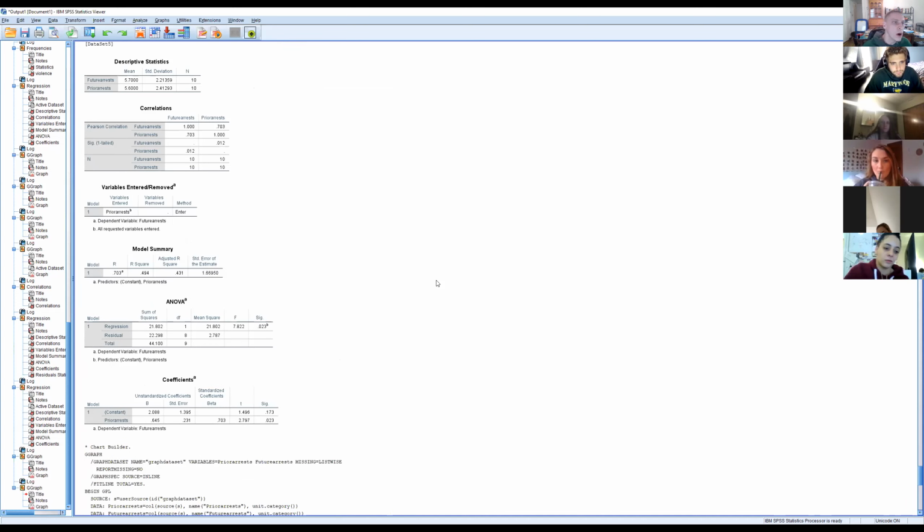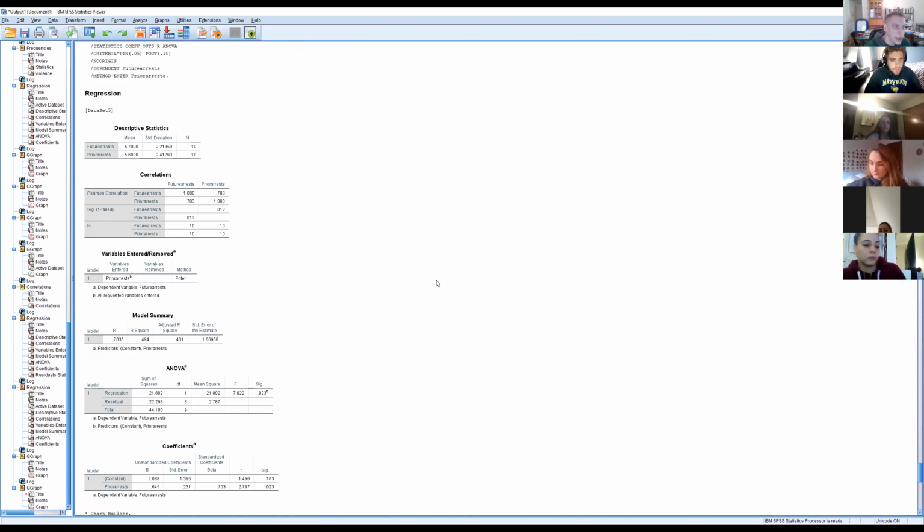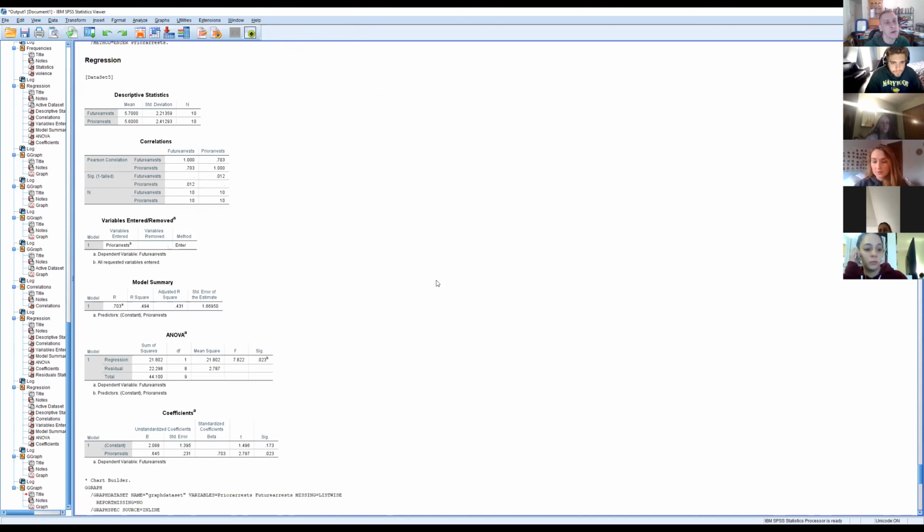Okay, so when we come up to look at what it gives us when we went in to do a simple linear regression, first, we request descriptive statistics. That's the first thing it prints. And so here is the average for future arrests, here's the average for prior arrests, and here are the respective standard deviations.